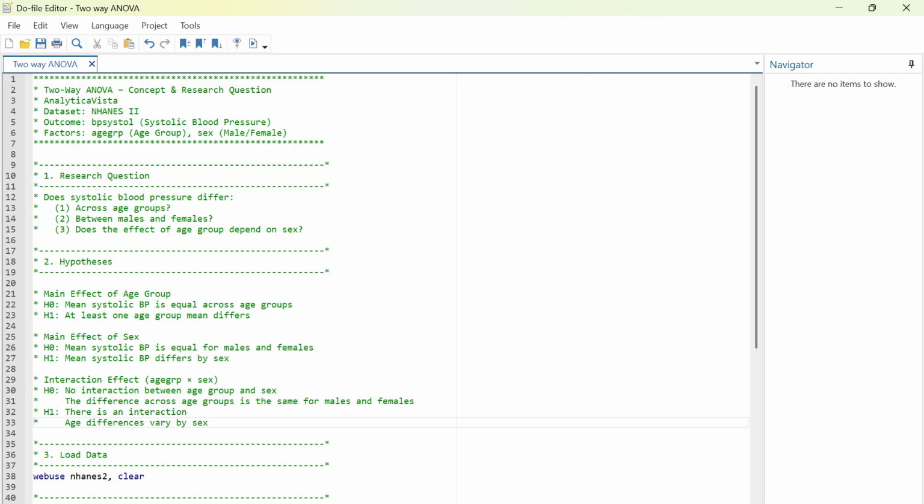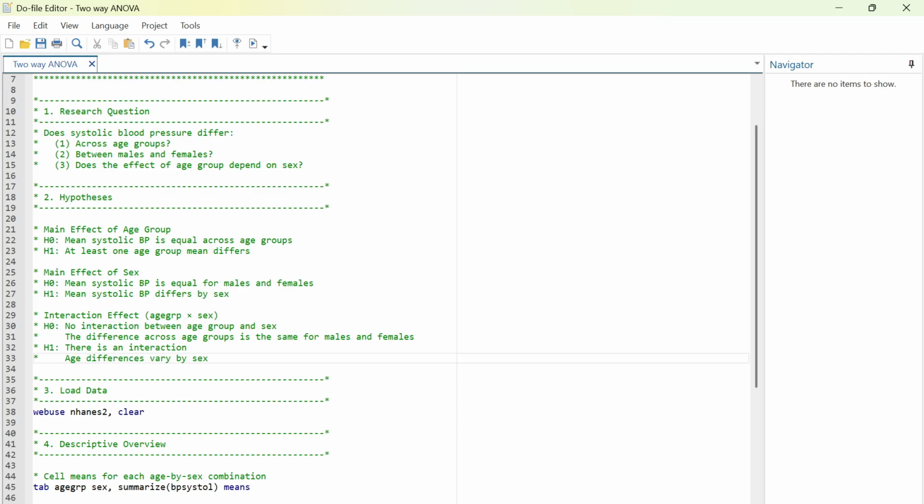So hypothesis-wise, as you can see on my screen, there are two types of hypotheses or two types of effects. One is main effects, another is interaction effects. The main effects is basically the effect of age group separately, the effect of sex separately, and then interaction effects is the interaction between these two variables. And you already know the hypothesis of the main effect, but let's see what's the interaction effects hypothesis, which is age group interacted with sex.